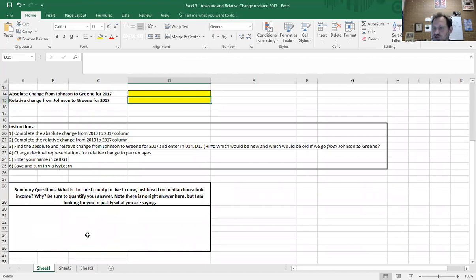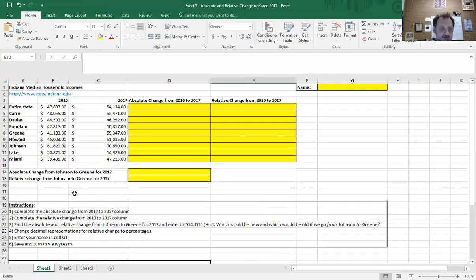And then you're just answering this question. Would you rather have high income or low income? That's probably what you're going to base your answer on. So you can either look at the absolute, like the value of the income in 2017. You can look at how it changed absolutely, or you could look at how it changed relatively. You've got three different numbers you can base it off of. I would not base it off of what it was in 2010. That's fairly old at this point.